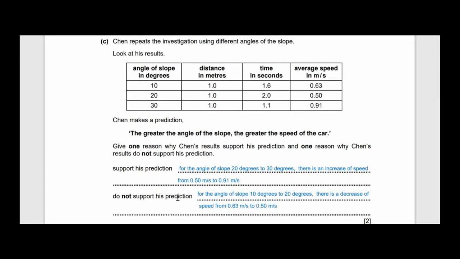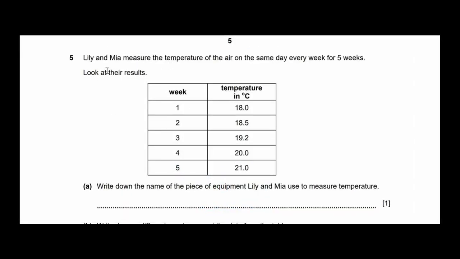Let's move on. Now we are in question 5. Lily and Mia measure the temperature of the air on the same day every week for 5 weeks. Look at their results. Week 1, 2, 3, 4, 5, temperature 15, 18.5, 19.2, 20.0, 21.0. Question A. Write down the name of the piece of equipment Lily and Mia used to measure temperature.